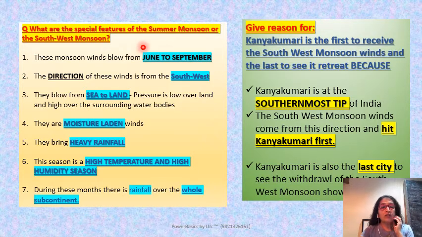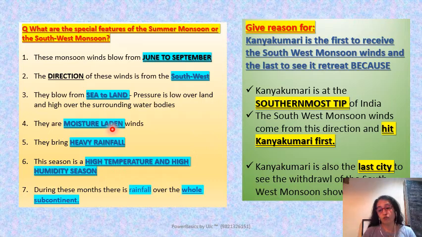So what are the special features of the summer monsoon or the southwest monsoon? These monsoon winds first of all blow from June to September, just as summer ends in May. The direction of these winds is from the southwest. That is why they are called the southwest monsoon winds. They blow from sea to land. Pressure is low over land and high over the surrounding water bodies. They are moisture-laden winds. Please learn up these points. You're going to get this question.